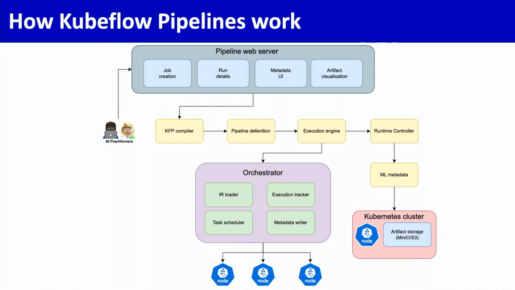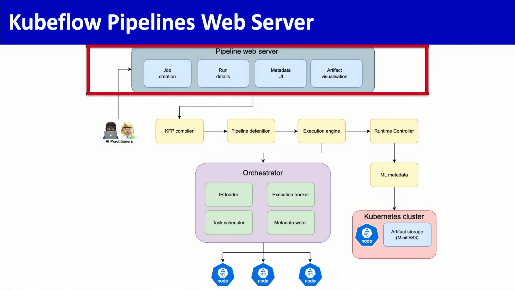Here you can see the full process of execution of a Kubeflow pipeline. AI practitioners submit a pipeline to the web server. The web server has a user interface which provides job creation to start the pipeline, and run details with the ability to see the status of each run. It also displays ML metadata, including inputs, outputs, and metrics, and it visualizes artifacts like models and graphs.